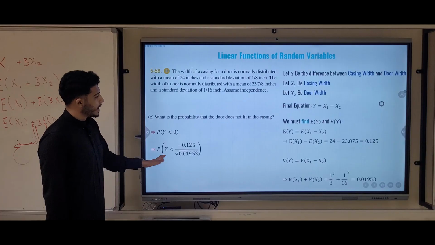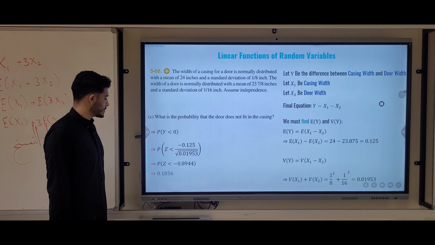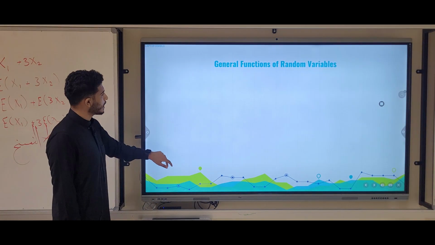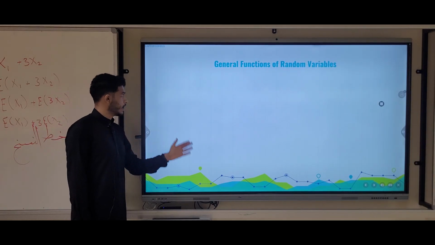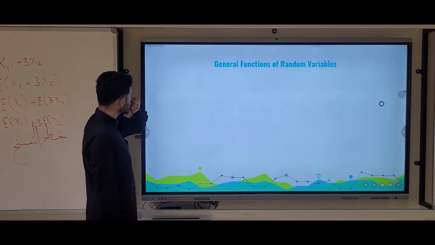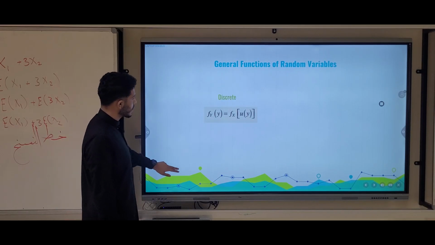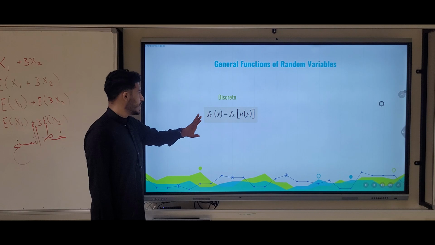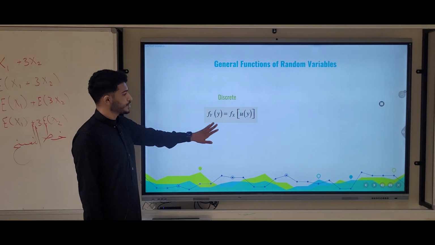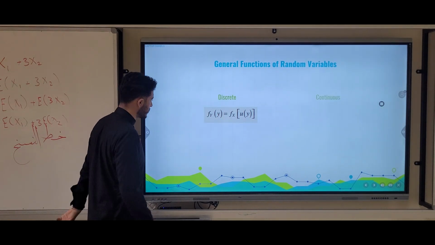So with this, we have everything we need and we just have to solve it as it is. Okay, now for the last portion, hopefully I finish it before my phone dies. The general function of random variables. We have discrete and we have continuous case. So for the discrete case, this is the function. I'm not going to talk much over it. I'm going to show you how to use it and how to solve the questions using it.